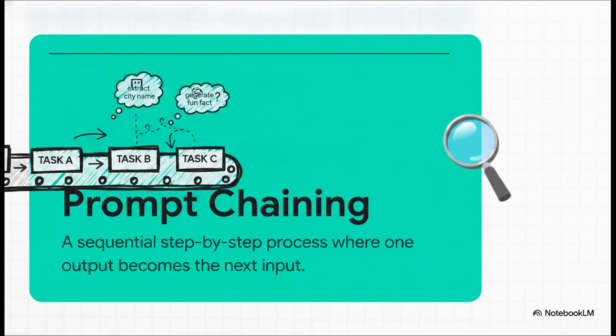First up is prompt chaining. This one is basically just an assembly line. It's a highly sequential step-by-step process where the output of task A literally becomes the direct input for task B. Say you ask an AI to pull a city name from a document, and then you pass that exact city name to a second AI to generate a fun fact about it. The steps are completely dependent on each other.